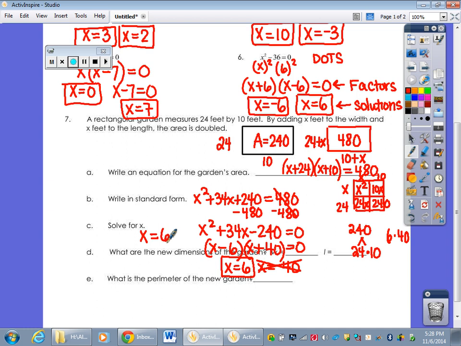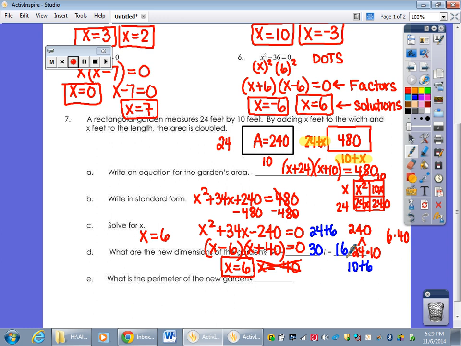So the question for D says, what are the new dimensions of the garden? Well, remember, if you go back to the original, we had that the dimensions were 24 plus x and 10 plus x. So if we go back and substitute in a 6, 24 plus 6 gives me a width of 30, and 10 plus 6 gives me a length of 16. So a 30 by 16 would be the new garden.